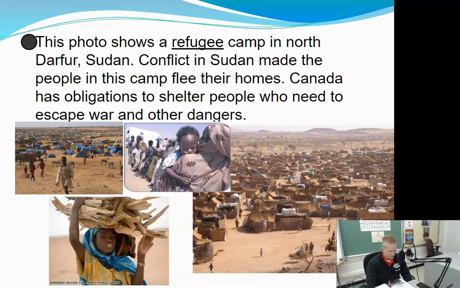of eventually going back. So the picture you're looking at now is a refugee camp in North Darfur, Sudan. Conflict in Sudan made the people in the camp flee their homes. Canada has obligations to shelter people who need to escape war and other dangers. Obligations meaning have to, because this comes down to an agreement that we have with the United Nations.